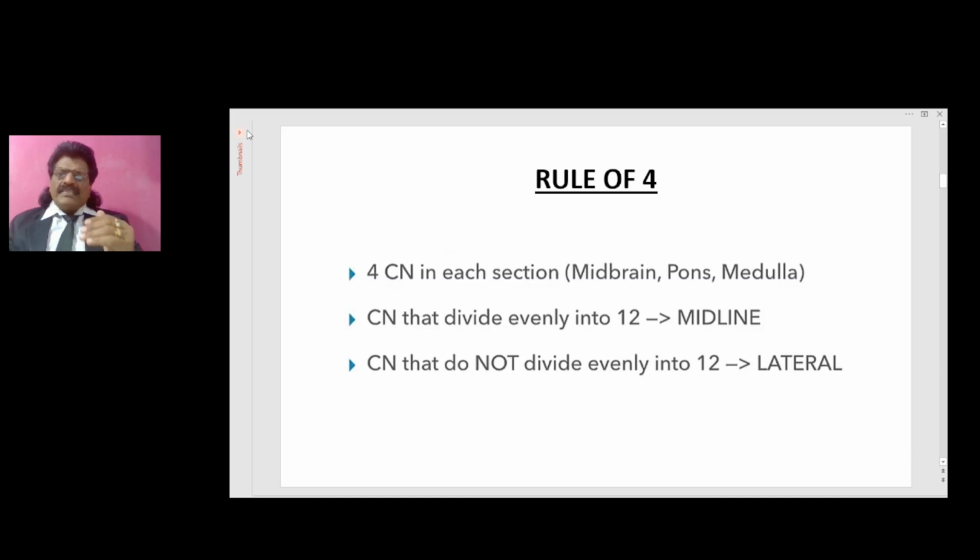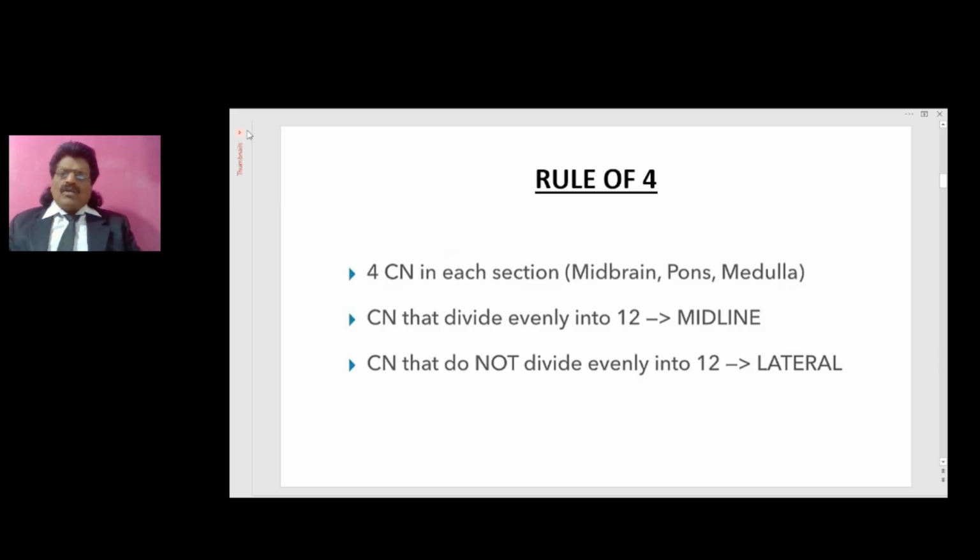Then comes 5, 6, 7, 8. 5, 7 and 8 cannot divide 12 into equal parts. So 5, 7, 8 are placed laterally in the pons. Whereas 6 cranial nerve can divide 12 into 2 equal parts. So 6 cranial nerve is placed medially.